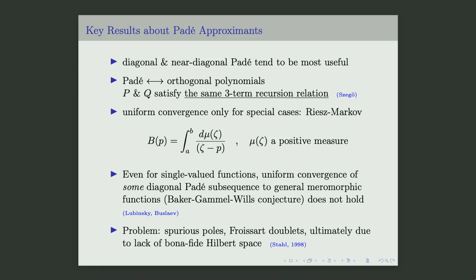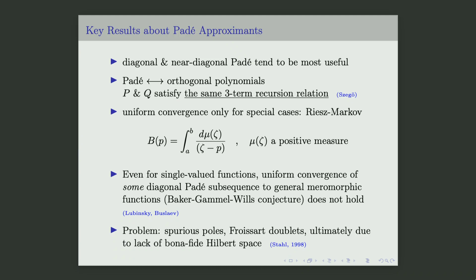There's a very deep relation to orthogonal polynomials because it's very easy to demonstrate that the two polynomials in the numerator and the denominator satisfy the same three-term recursion relation. And anytime something satisfies a three-term recursion relation, it means it's an orthogonal polynomial. That's a simple theorem in linear algebra.